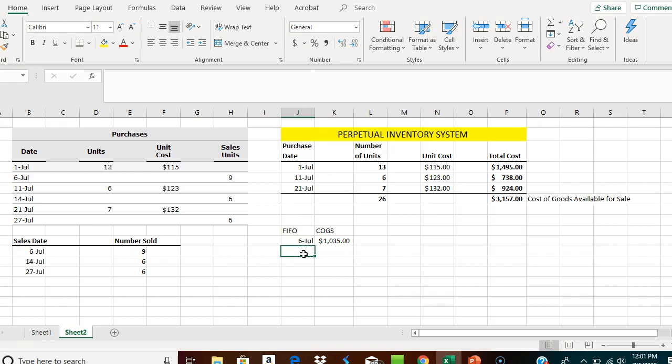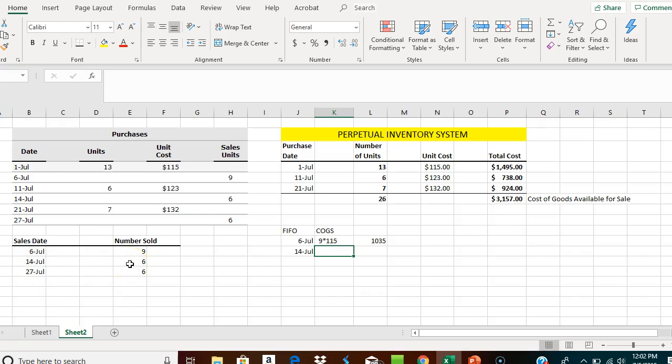Now I'm going to do something that's perhaps a little more challenging. Remember that we just sold 9 of those 13, which means we now only have 4 units remaining. Don't change this number, or just keep that number in your head. Then on July 14th, we sold 6 units. FIFO is saying, which 6 units did you sell? Let me keep this at 9 times 115, then I'll do the actual calculations over here. Again, these 9 units came from those 13 that were purchased on July 1st.